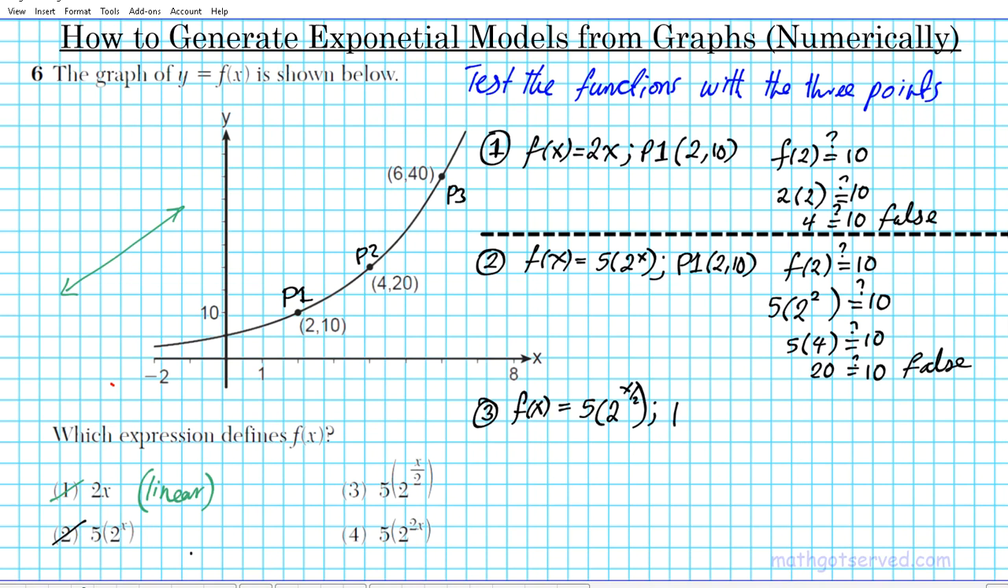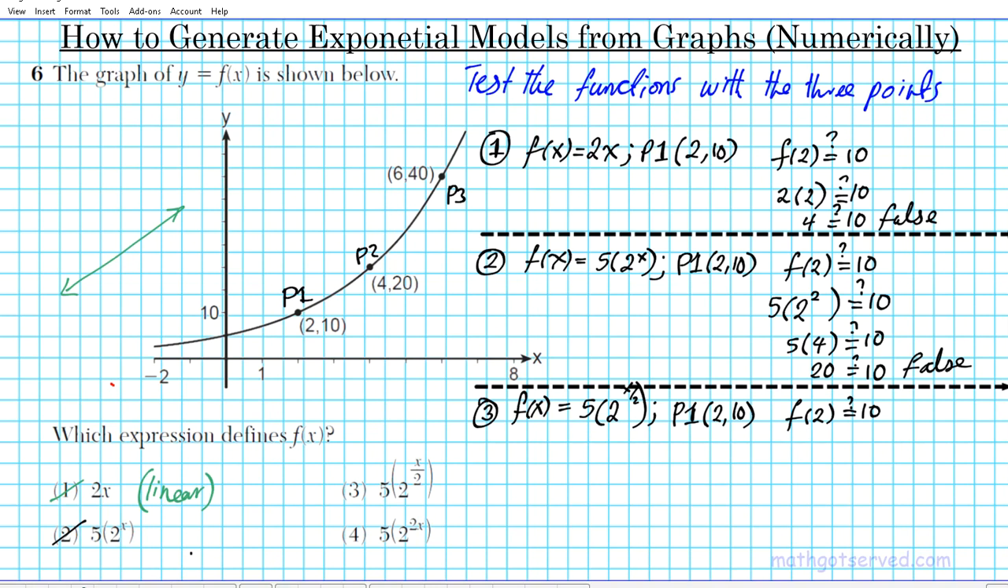Okay? Let's start with the first point, P1. P1 is (2, 10). So is f(2) equal to 10 in this case? We are repeating the same procedure. All we're doing is just plugging the point into the function and seeing if we end up with a true or false statement. Okay, so we plug in 2 here.